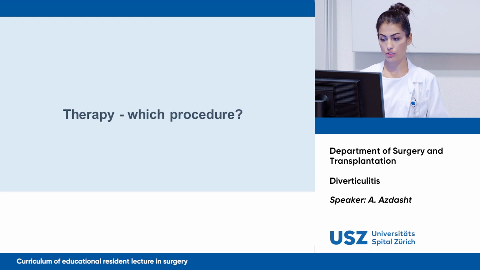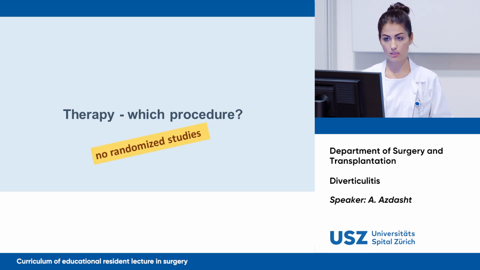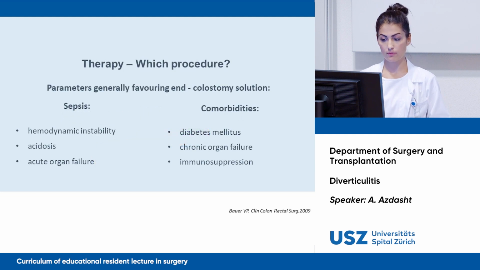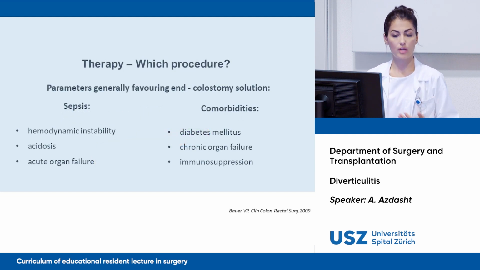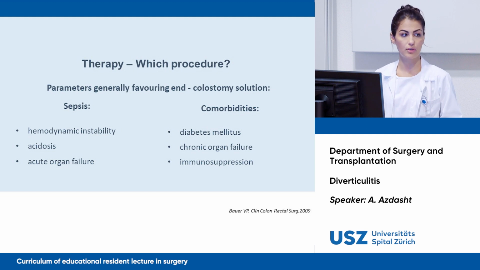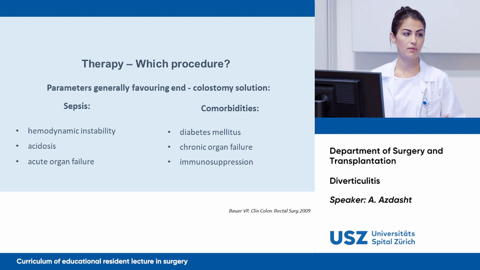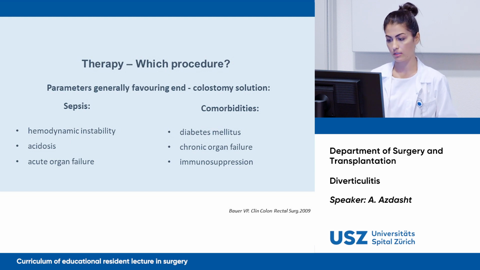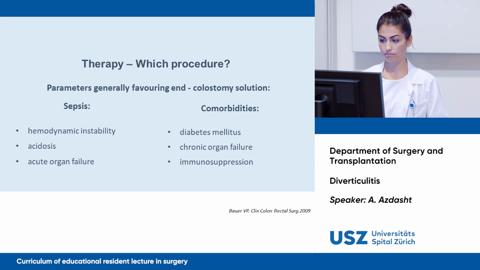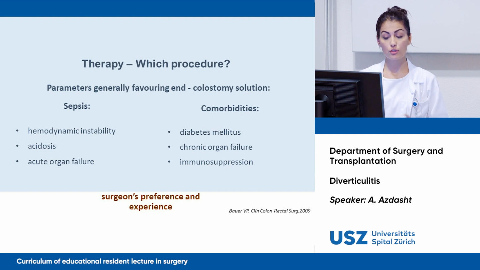So which procedure shall we do? There are no randomized studies, but there are retrospective studies that show a trend of parameters generally favoring the end colostomy solution. This is in case of sepsis with hemodynamic instability, or if the patient has comorbidities like a chronic organ failure, diabetes, or immunosuppression. Also, the surgeon's preference and the experience should not be ignored.